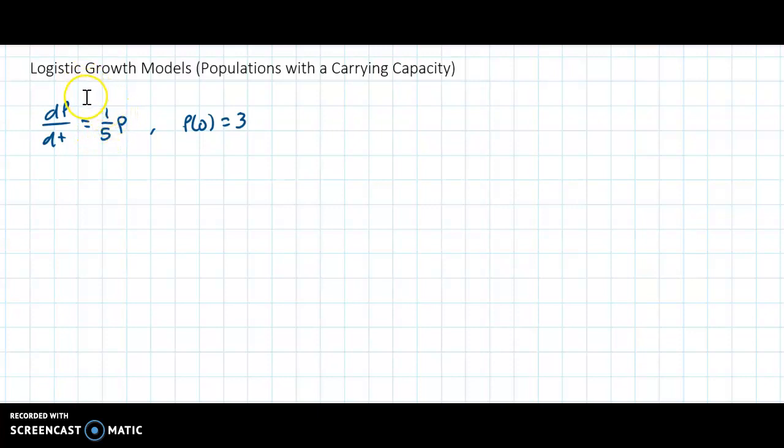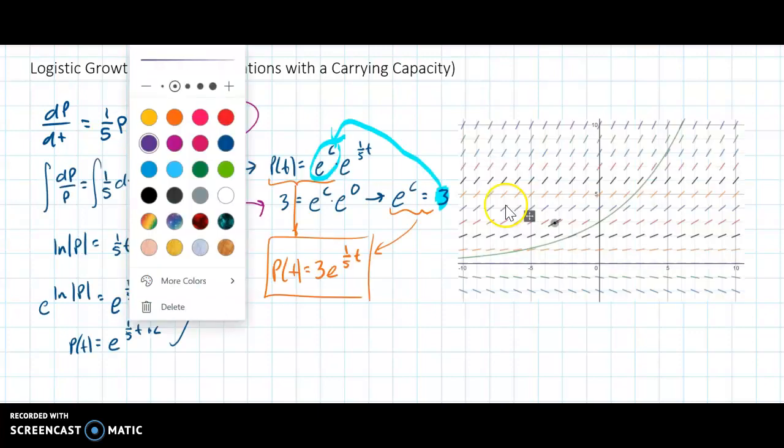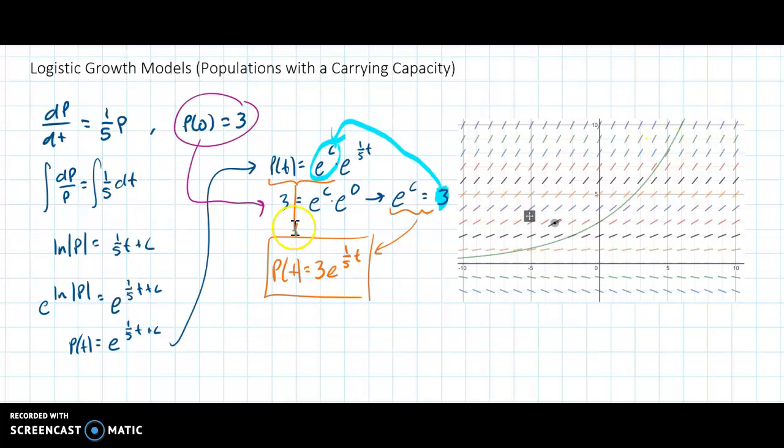So go ahead. I want you to hit pause and find a function p of t given these initial conditions right here. So hit pause. Here comes your solution so you can check your work. Okay, hopefully you got p of t is 3e to the 1/5 t.